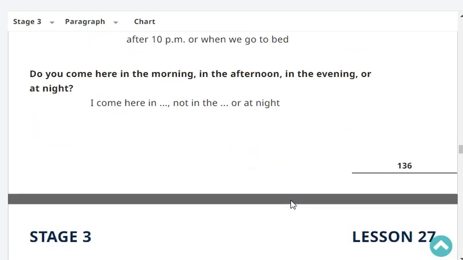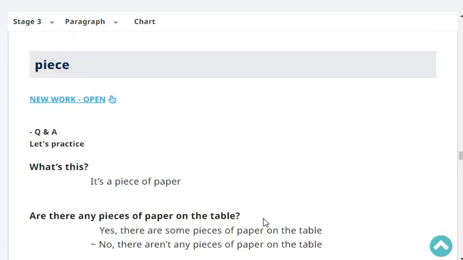Greg, do you come here in the morning, in the afternoon, in the evening, or at night? I come here in the afternoon, not in the morning, in the evening or at night. Very good.